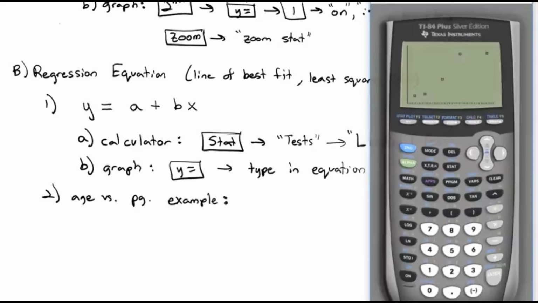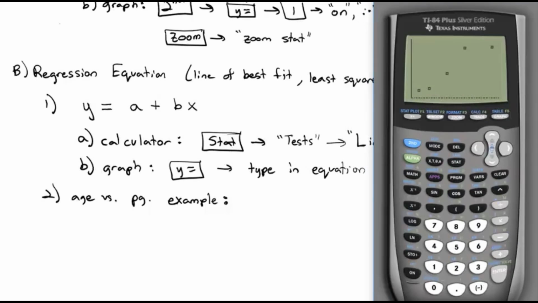So pulling back up my calculator, we're going to hit the Stat button, scroll over to Test, and near the bottom, you will see LinRegTTest. Make sure you do LinRegTTest, not any of the other LinReg stuff. LinRegTTest. And hit enter.